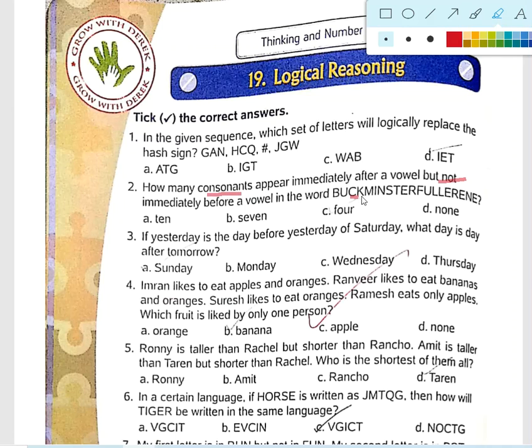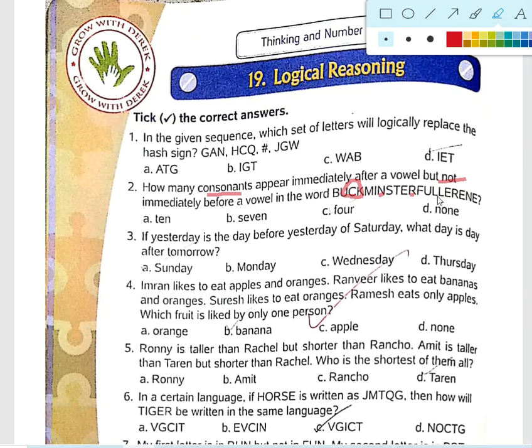See, this C is coming after U but not before a vowel because K is also a consonant. So this is one. Then we can say N. N is another letter which is coming after I, which is a vowel, but not before a vowel. Okay, so this is the second one. Then we can see R. R is coming after E but before F, which is not a vowel.